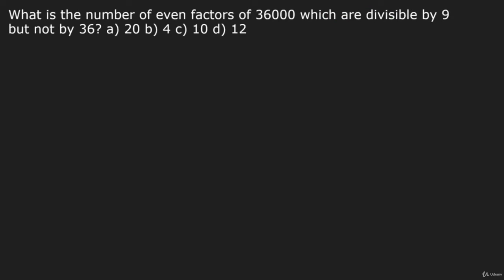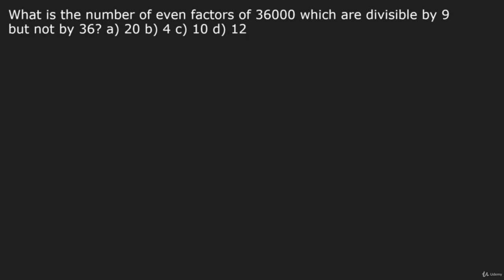Let's do this question. What is the number of even factors of 36,000 which are divisible by 9 but not by 36? Alright, pause the video, give it a try, and then we'll do it together. Alright, we are back. I hope you have given it a try.